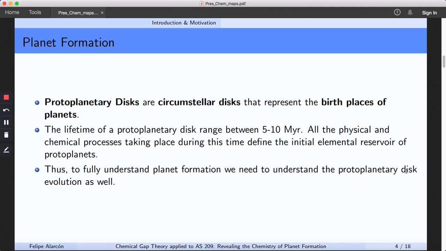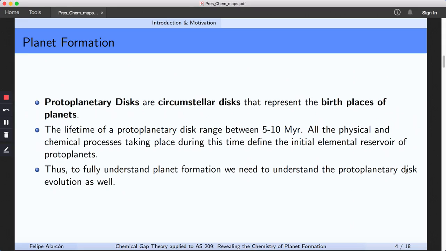So to introduce the topic, basically we know that protoplanetary disks are circumstellar disks that are the birthplaces of planets. Usually during these 5 to 10 mega years that a protoplanetary disk lives, all the physical and the chemical processes that take place there will shape the initial reservoir of protoplanets and the final architecture of the systems.